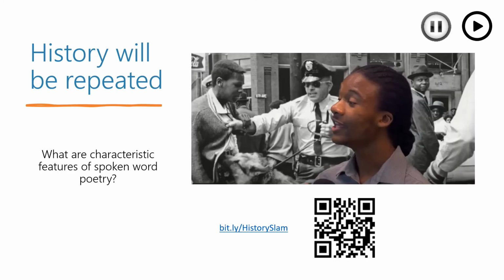Now pause the lesson and follow this link, History Slam, to hear this poem again, and this time try to focus on characteristic features of spoken word poetry. What is unique about it? What is different? What do you notice? Listen and then we'll check to see some recommendations for creating this type of poem.